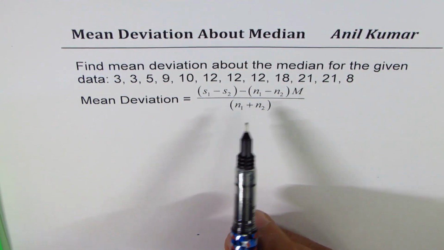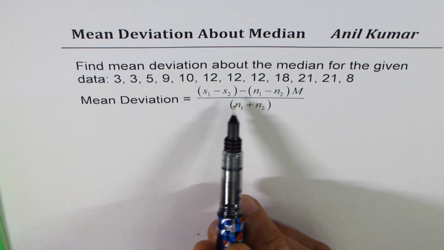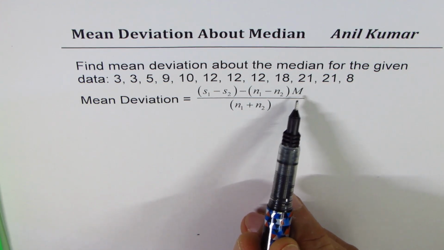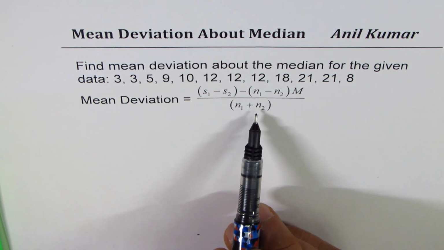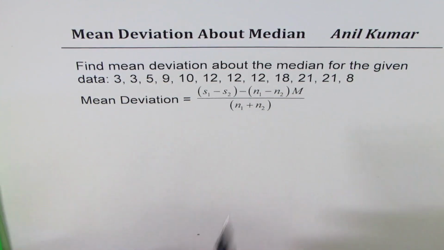Well, the formula, as you know, is mean deviation equals (S1 minus S2) minus (N1 minus N2) times the median, divided by N1 plus N2, right? So let us see what these things are.